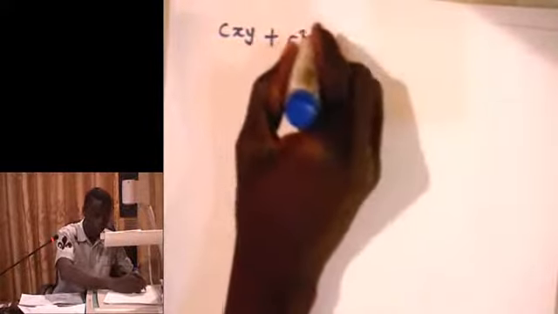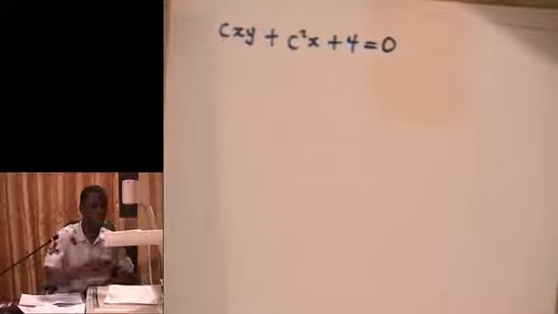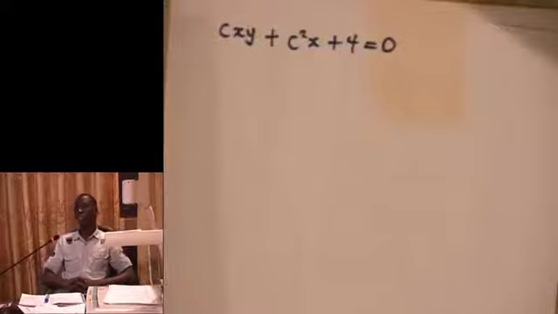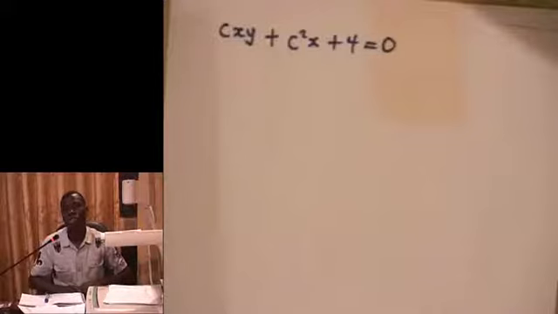Eliminate c from the equation cxy plus c squared x plus 4 equals 0. When you are to eliminate the constant, it means we desire to know the differential equation. How do you go about this? You eliminate the c, but the equation will be of what order? You should know by now. We have just one constant, so it should be of the first order.